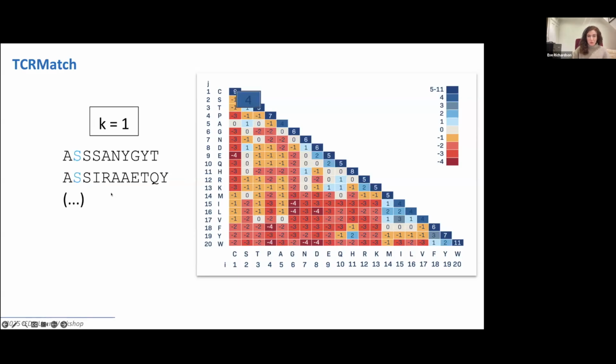I won't make you look at all of the possible k-mers, but we will start off with k equals 1, and then move consecutively from k equals 1 to k equals 10. For k equals 2, we would take both amino acids: the alanine to the alanine, which is a 4, the serine to the serine, which is a 4, and we take their product. We'll do that for all of the possible k-mers, multiplying the substitution values, and so on and so forth.